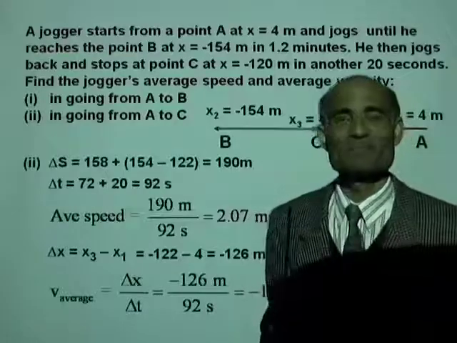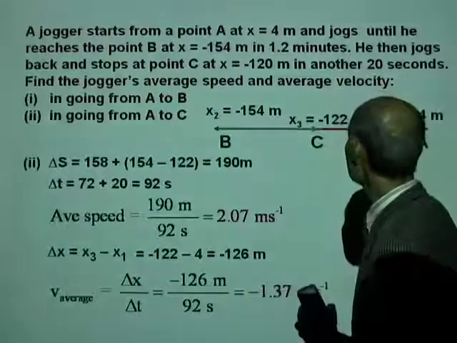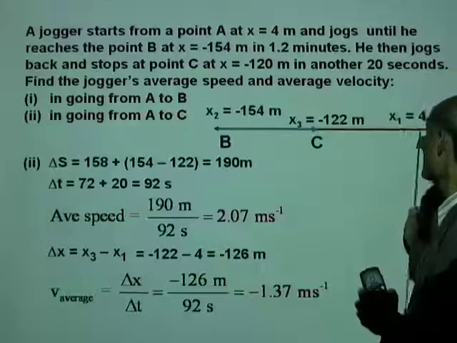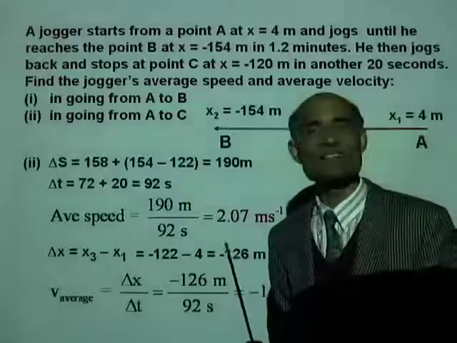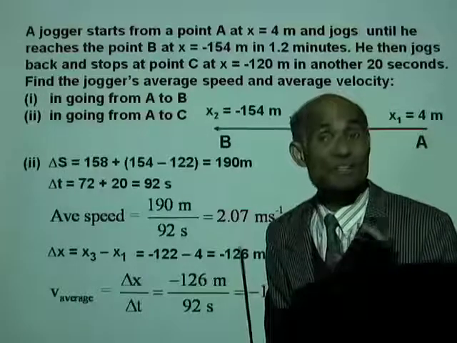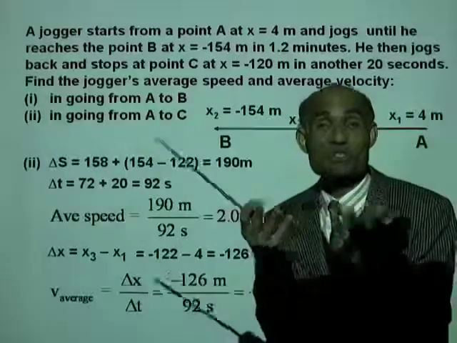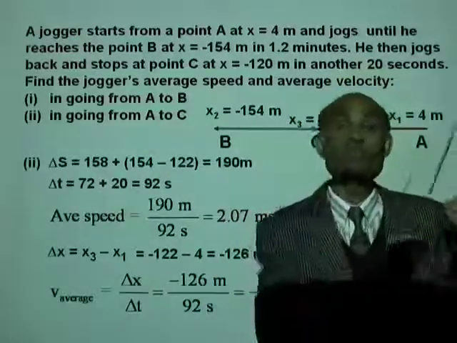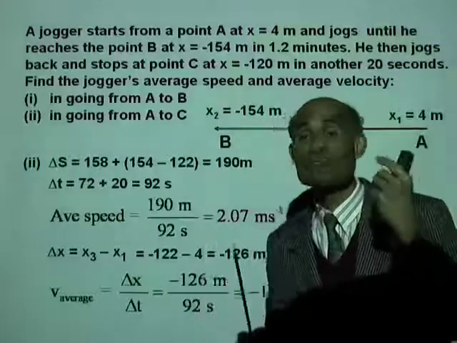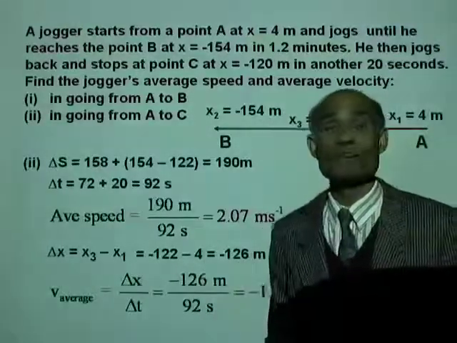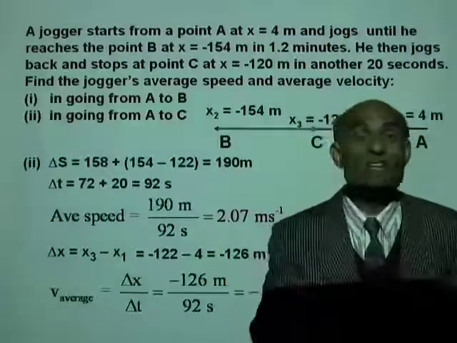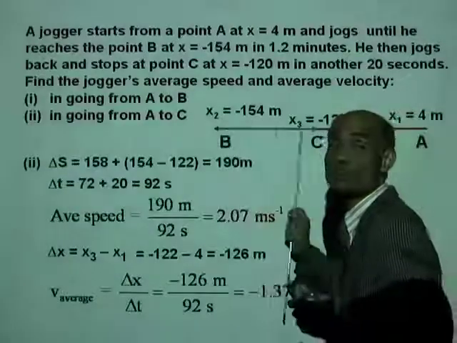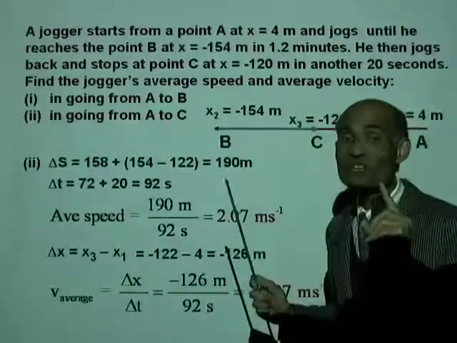that time? He started from A, jogged to B, reached C, and then back at A. What will be his displacement at that time? The displacement is 0, because the change in position is 0. So what will be the average velocity during that trip? The average velocity is 0. Does it mean that the average speed is 0? No. The average speed will not be 0, but the average velocity is 0.